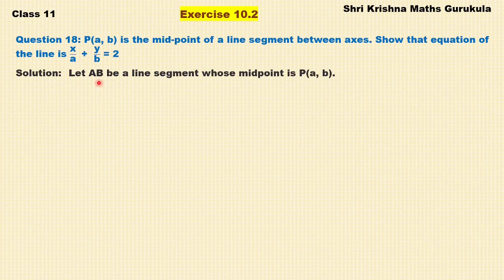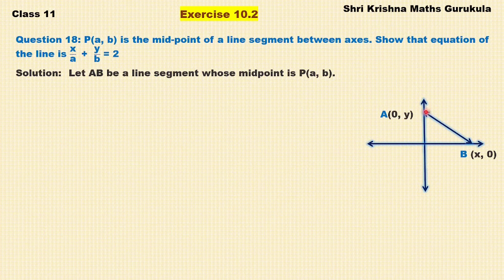So let us consider the line segment to be AB, whose midpoint is P(a, b). Now we are considering the rectangular coordinate system, and we have considered a line segment, and I'm calling this line segment AB, with the point on the y-axis as A and the point on the x-axis as B. Now P(a, b) is the midpoint of this line segment AB.